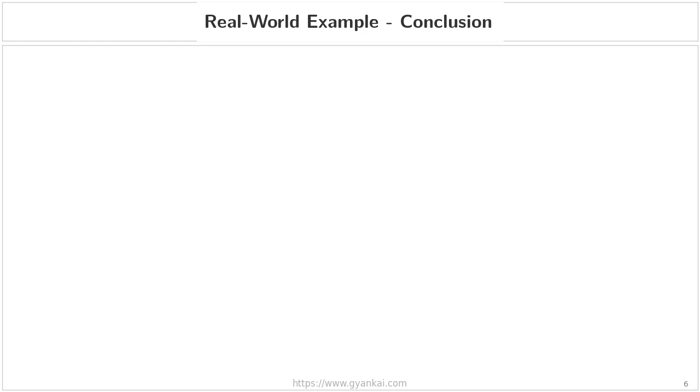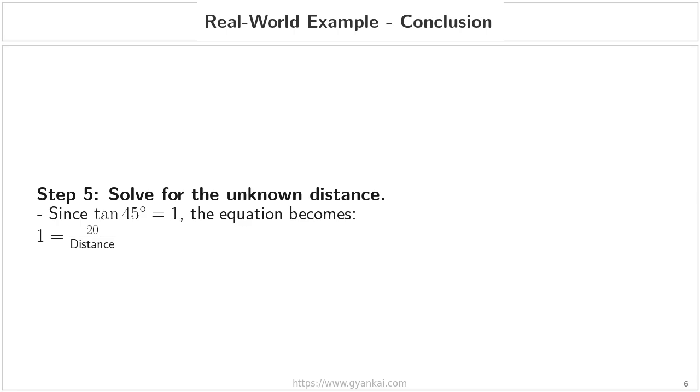Real-world example, conclusion. Now that we have our equation set up, let's move on to step 5, where we solve for that unknown distance. Recall from our previous step that we have tangent of 45 degrees equals 20 divided by distance. Now, one of the most helpful values to memorize in trigonometry is the tangent of 45 degrees, which is exactly equal to 1. So, when we substitute that into our equation, it simplifies beautifully.